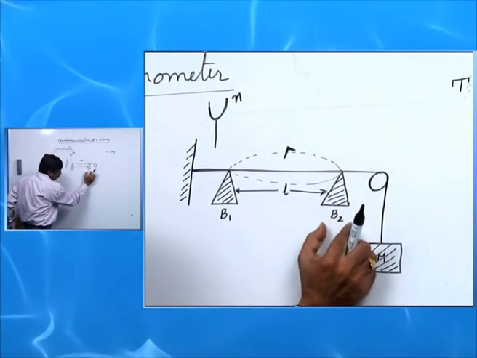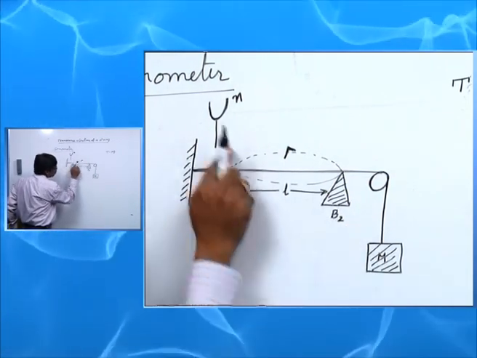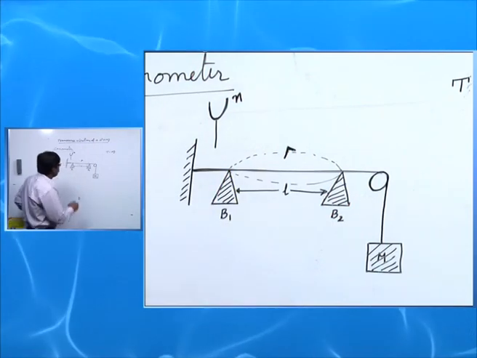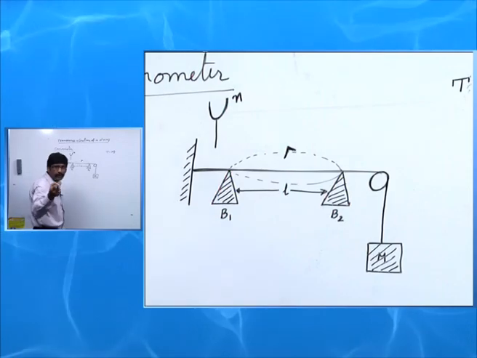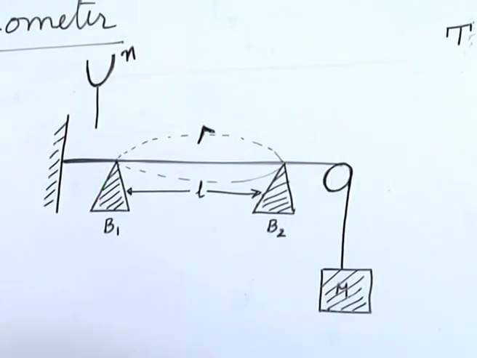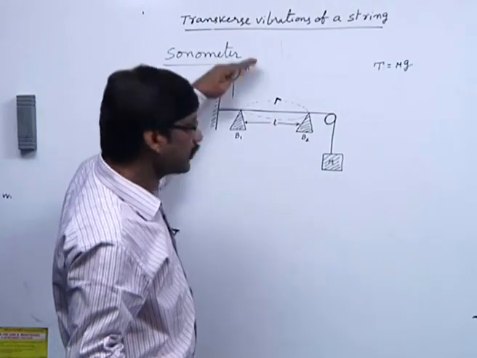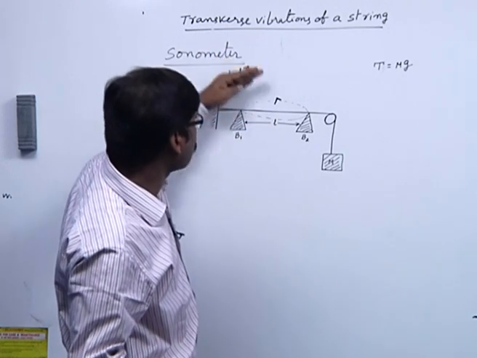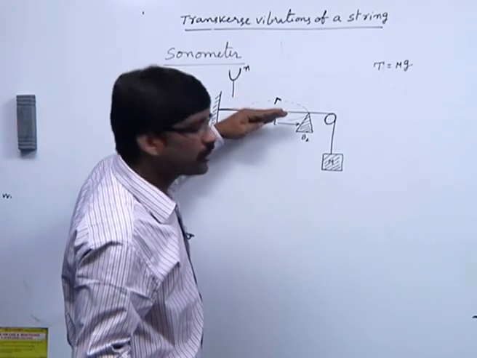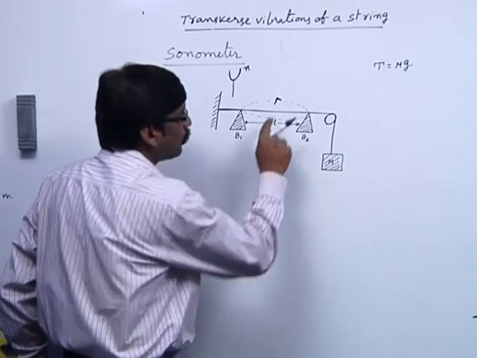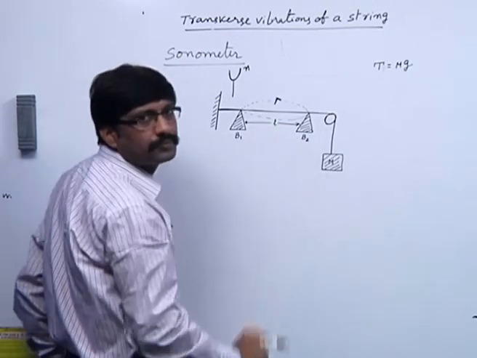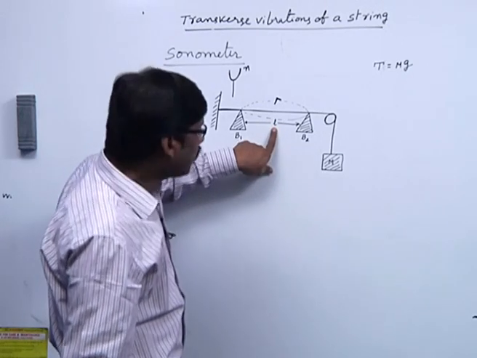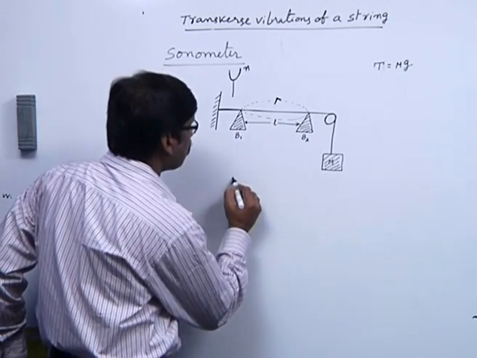Now vary the bridge B2 and observe the resonance. When both the frequencies are the same, the paper rider placed at the center will fall down, because both are vibrating in resonance and maximum energy transfer takes place between the periodic force and the vibrating body. When the paper rider falls, note down the length. This length is called the resonating length.